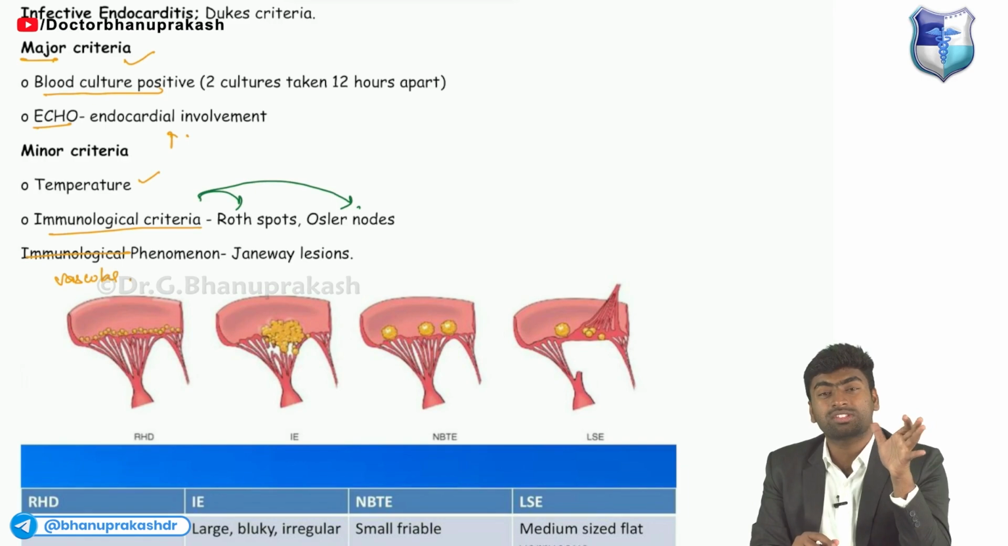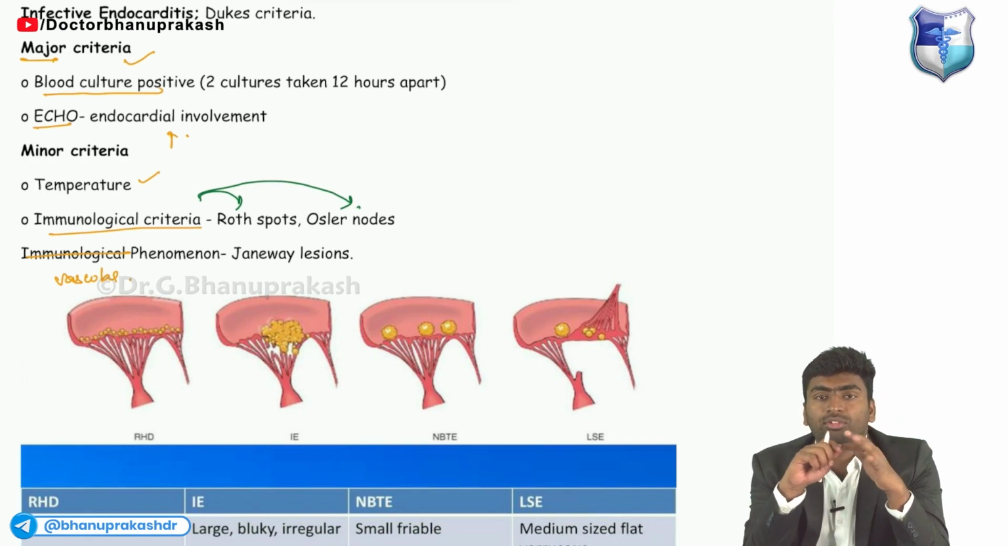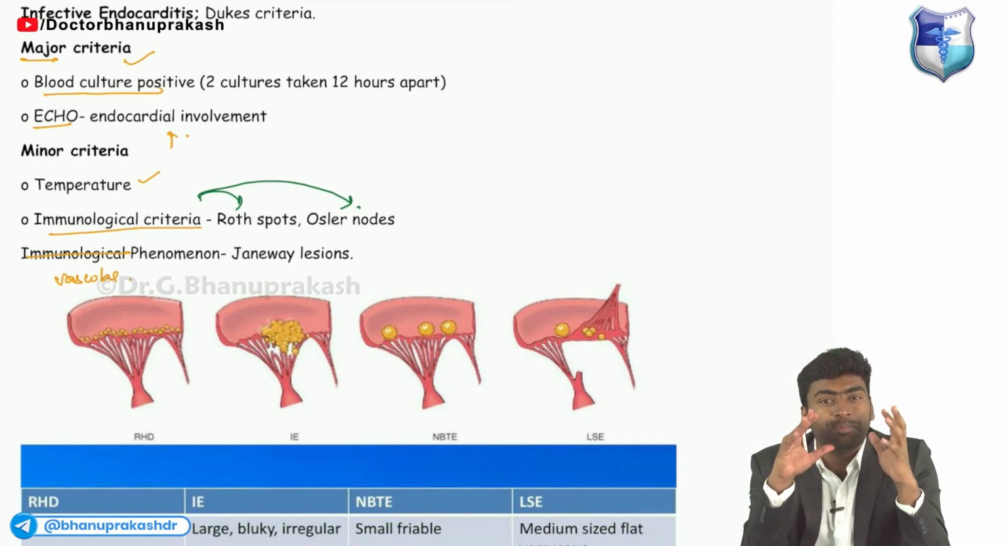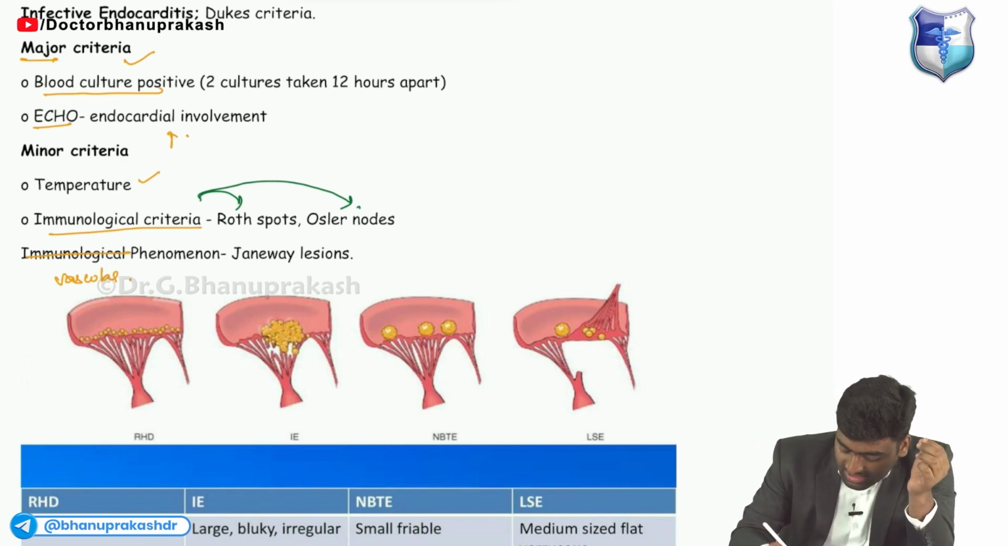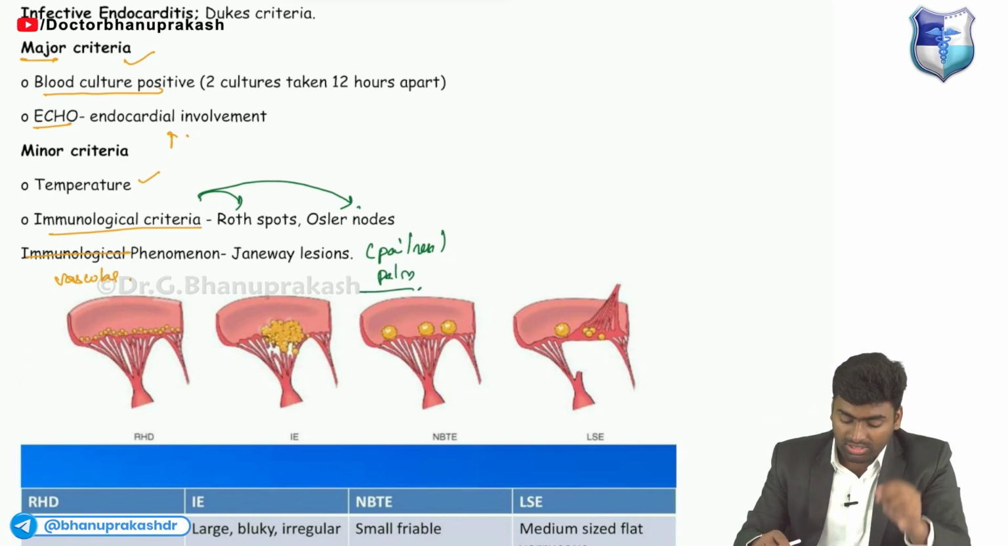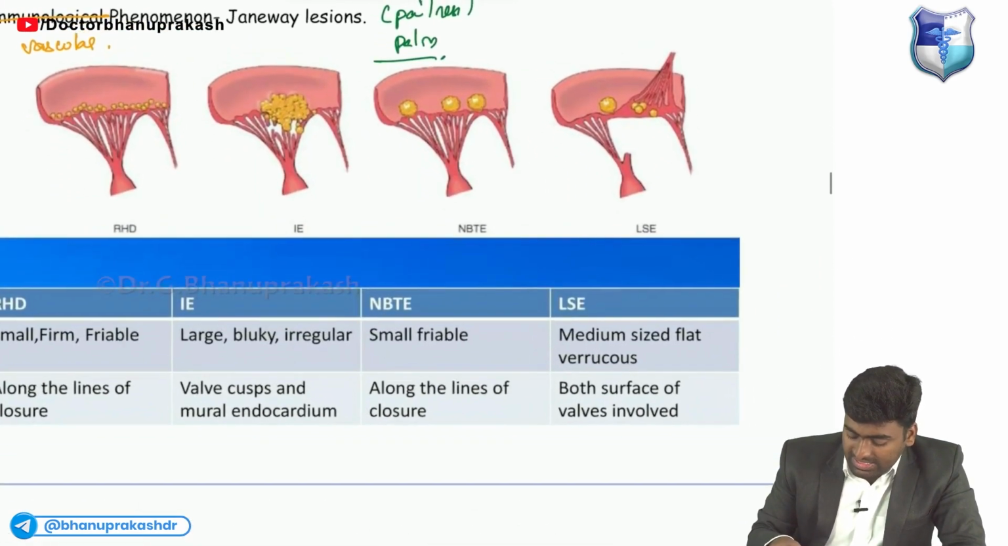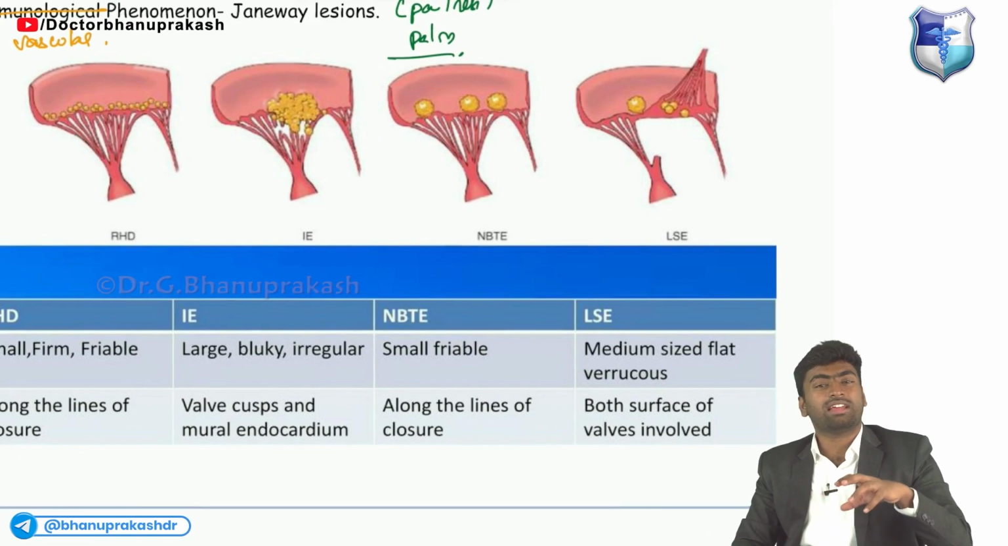The immunological phenomena are Roth spots and Osler nodes. Remember the Osler nodes, they are painful, whereas Janeway lesions are painless, in the palm. Painless, and they occur in the palm. Remember, okay?